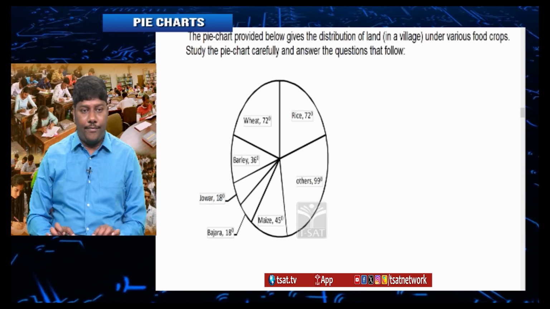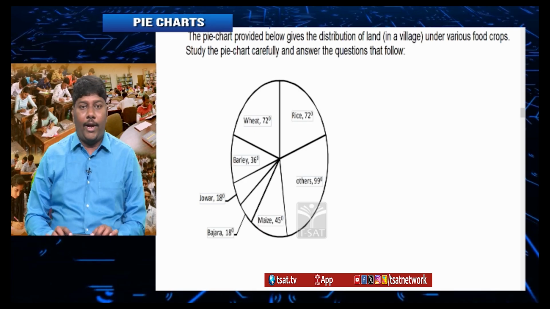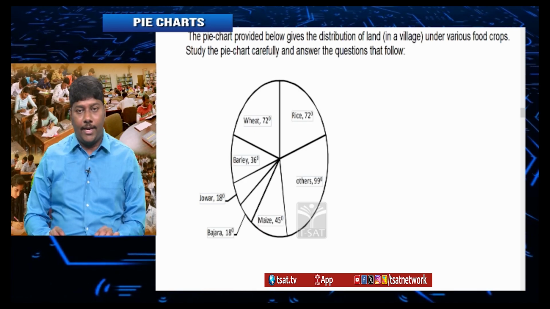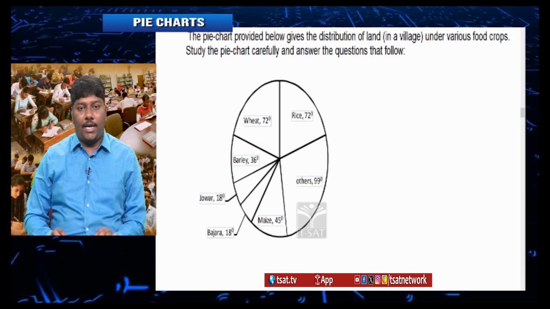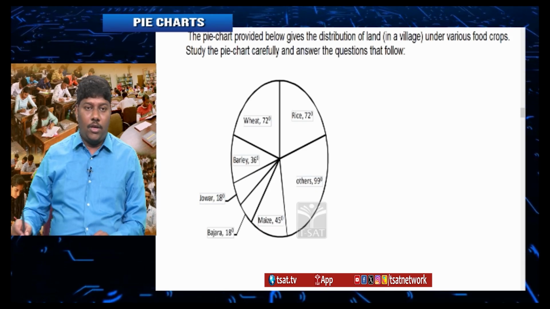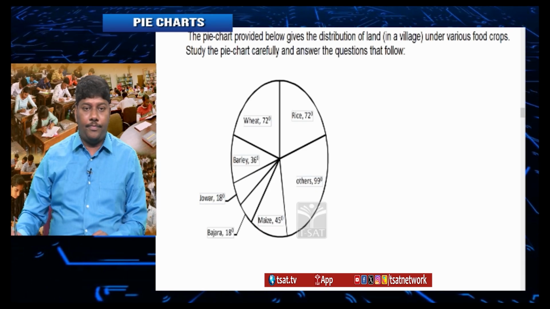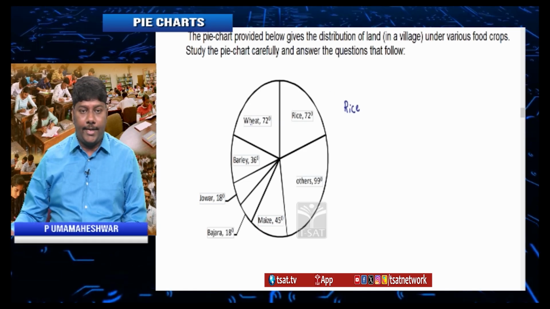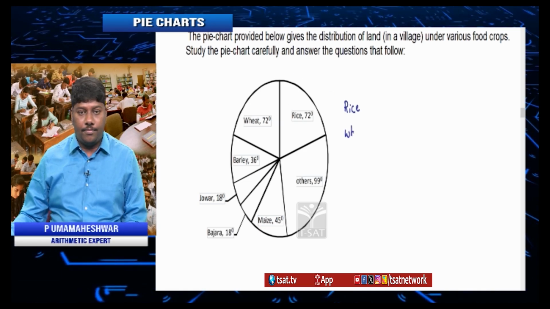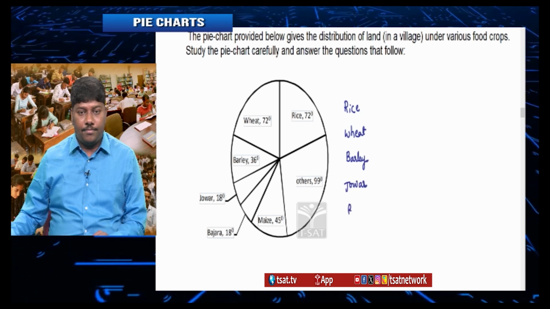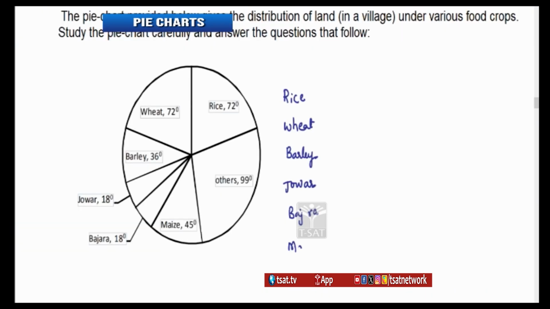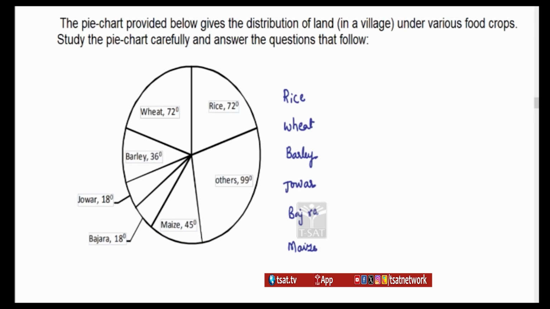Now look at the next graph here. The pie chart provided below gives the distribution of a land under the various food crops. Study the pie chart carefully and answer the question that follows. Now look at the food crops which are given there. First rice, take it anti-clockwise, wheat, barley, jowar, bajra, then maize, then after that others. Write it in terms of degrees, then write also in terms of percentages.